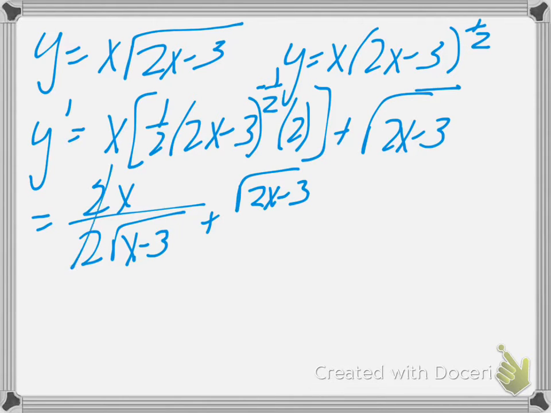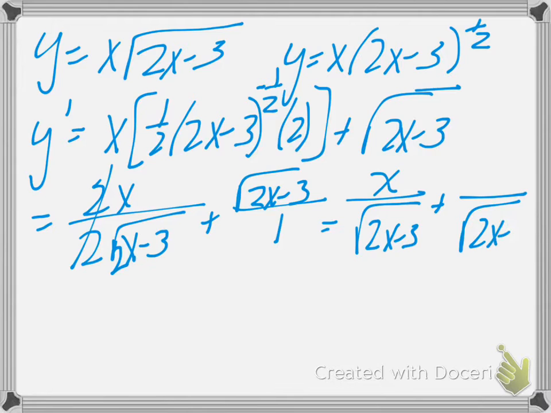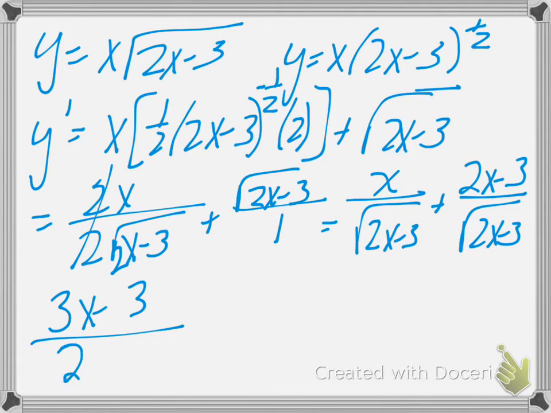And these 2's cancel. And now you're going to need a common denominator, which is going to be radical, this is supposed to be 2x minus 3. Okay, so when I combine my numerators, I'm going to get this. And that was choice A.